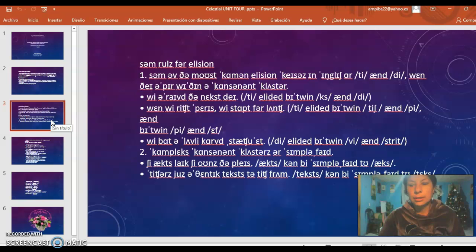T is elided between D and P, and between other consonants. We bought a lovely carved statue. D is elided between S and T. Complex consonant clusters are simplified. She acts like she owns the place. Acts can be simplified to "acs."